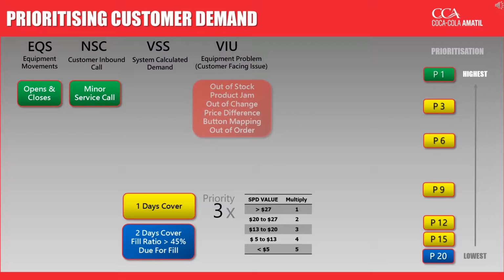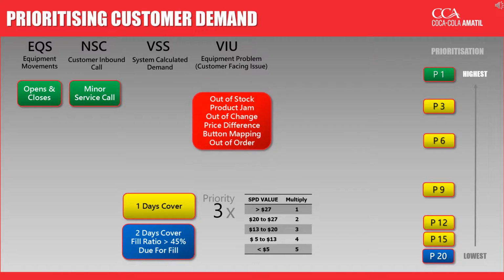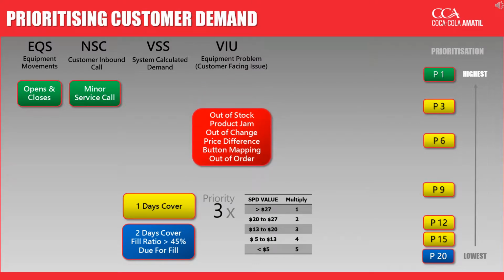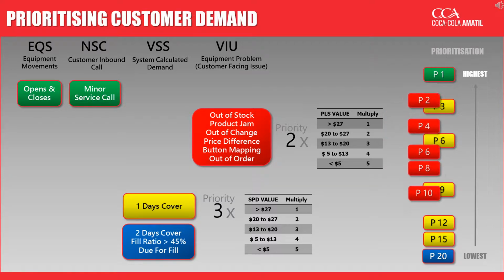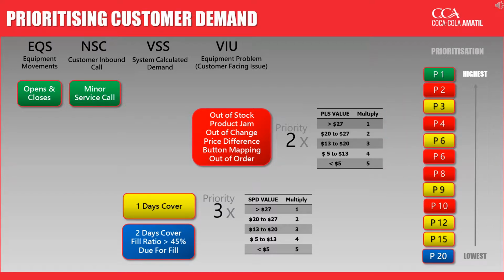VIUs in machines alert any customer-facing issues, such as an out-of-stock, product jam, out of change, price differences or invalid button mapping, or when the machine's out of order. These become a priority 2 call, and these are then multiplied by the potential lost sales bands. In other words, as with the 1 day's cover bands, these help reprioritize outlets based on their value, enabling the dispatcher to target highest value customers first. In a perfect world, there'd be no red or any customer-facing issues.